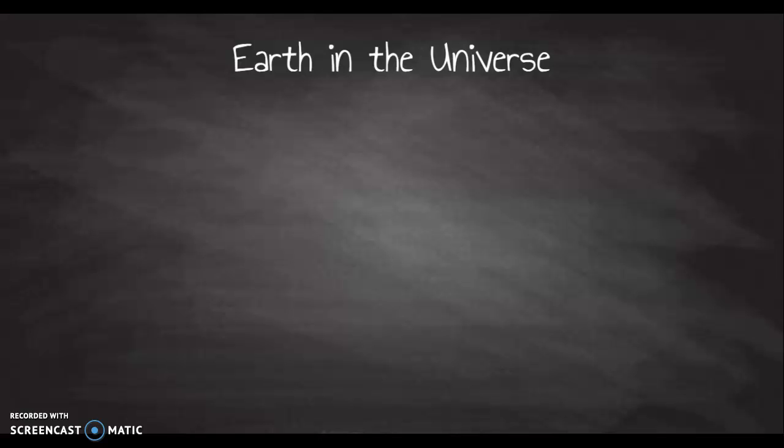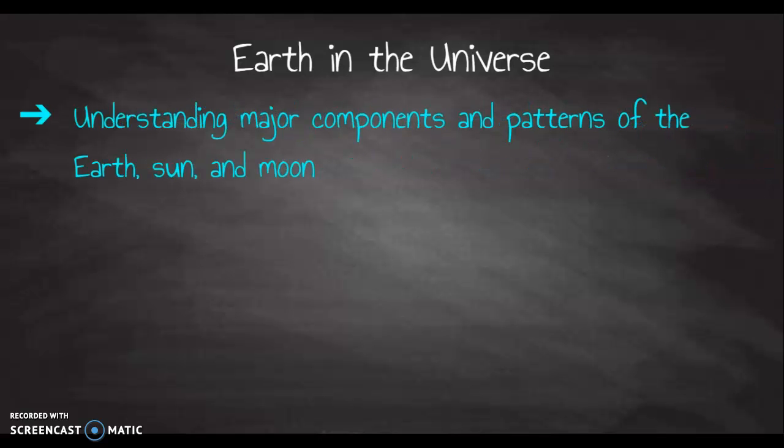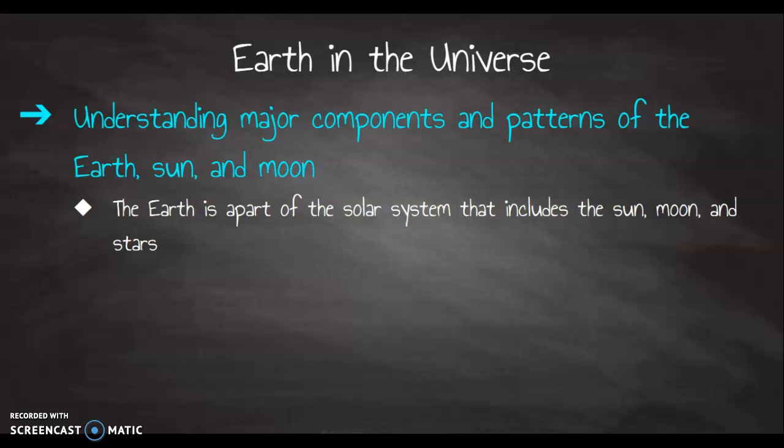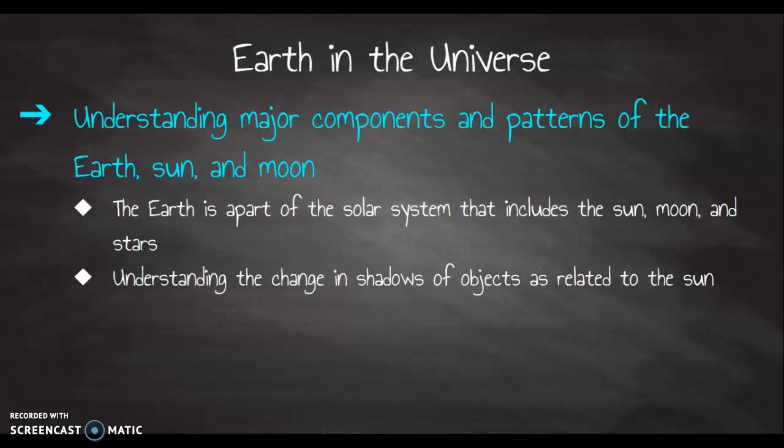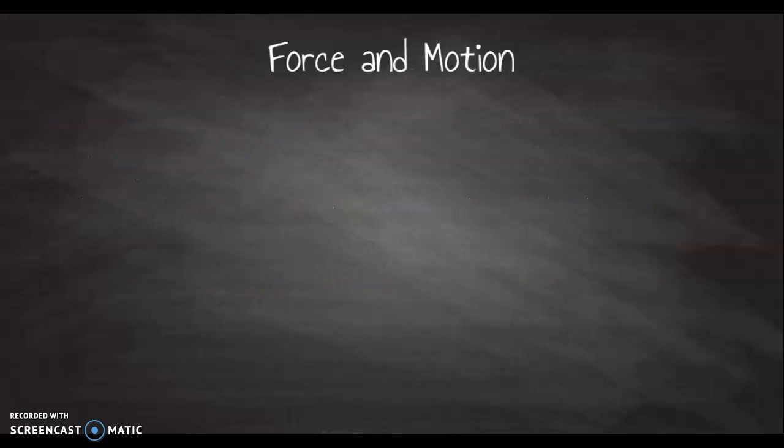When we move to quarter 2, we'll talk about Earth and the universe, and this is going to be where students will gain an understanding of the major components and patterns of the Earth, Sun, and Moon. So this will have to do with the solar system. So students will work on understanding that the Earth is a part of the solar system and that the solar system includes the sun, moon, and stars. They will also understand the change in shadows of objects as they relate to the sun. So those are the key components for Earth and the universe.